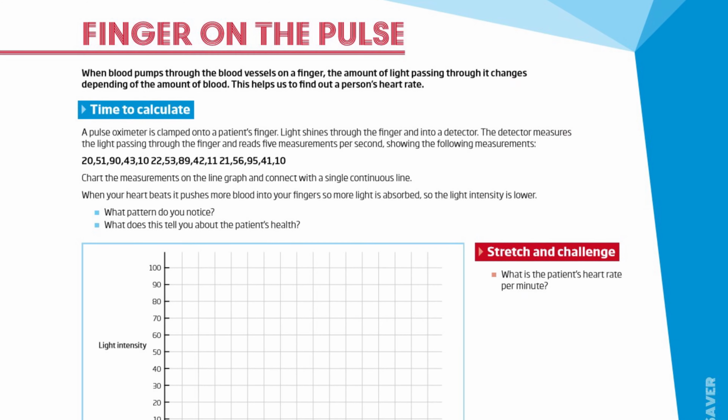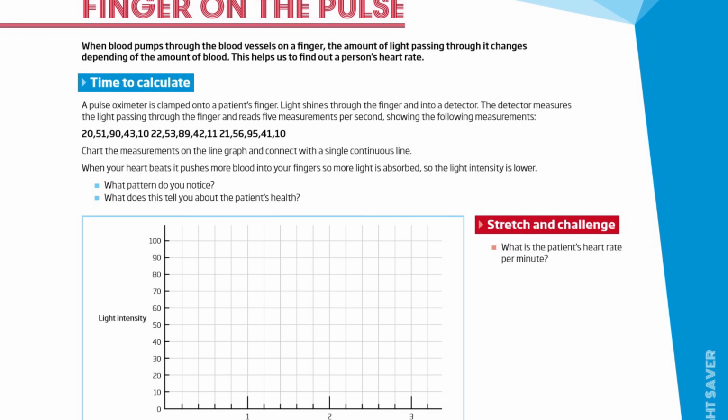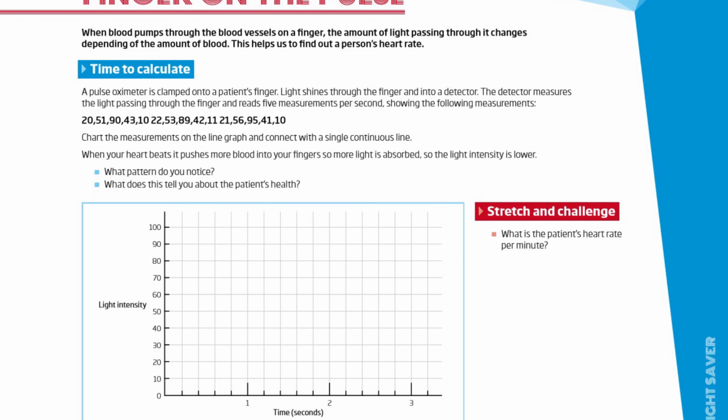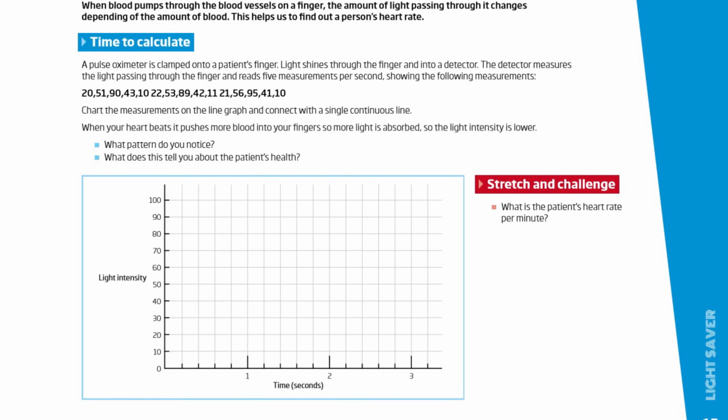And on the other side, there's a detector, which is measuring how the light changes as it goes through my finger. And every time there's a pulse of blood, there will be more light absorbed by the body. And so the pulse oximeter is able to count the heartbeats by looking at the variation in light through my finger. We've then included a nice task which asks pupils to plot some data taken from a pulse oximeter and then use this to spot patterns and then hopefully measure a patient's heart rate per minute.